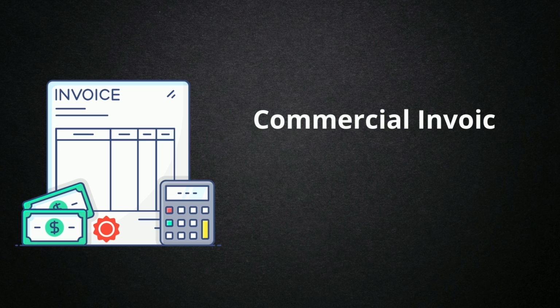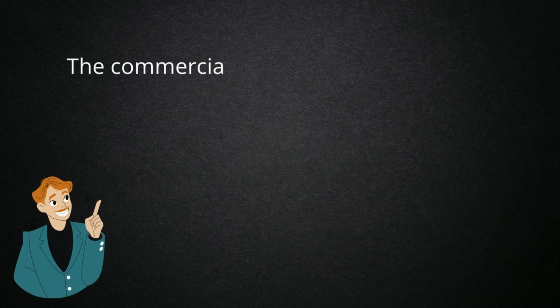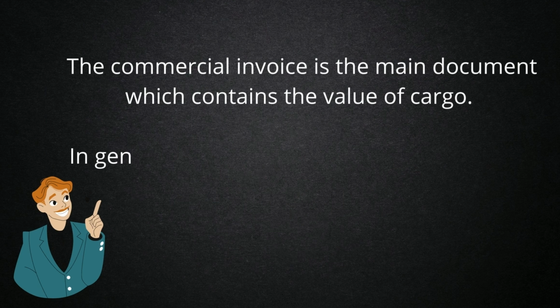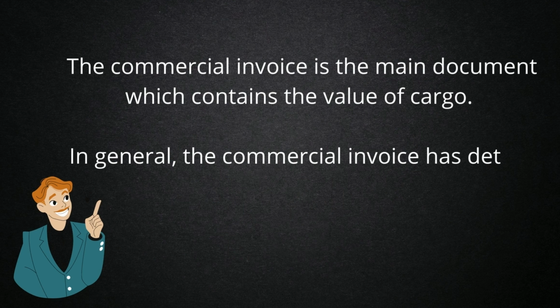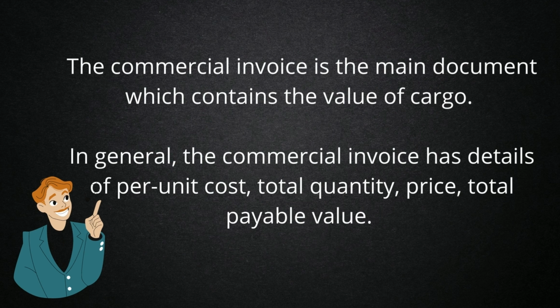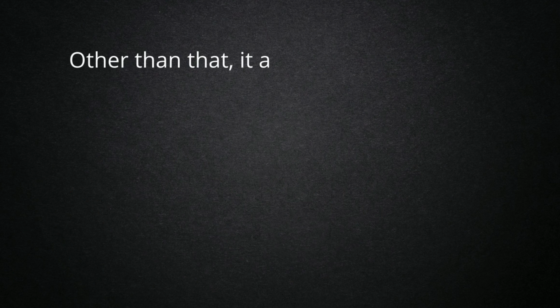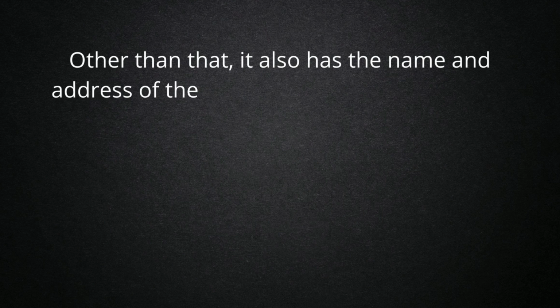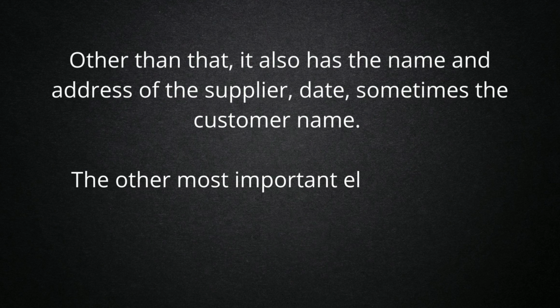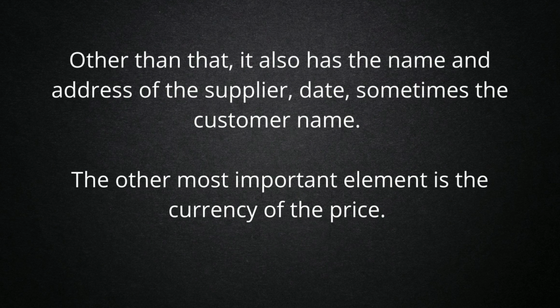Let's see, what is commercial invoice? The commercial invoice is the main document which contains the value of cargo. In general, the commercial invoice has details of per unit cost, total quantity, price, total payable value. Other than that, it also has the name and address of the supplier, date, sometimes the customer name. The other most important element is the currency of the price.